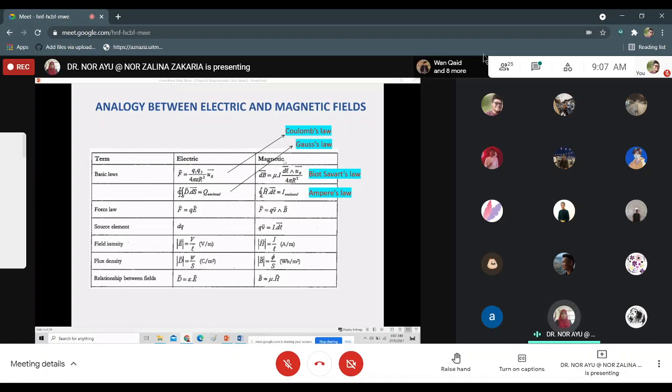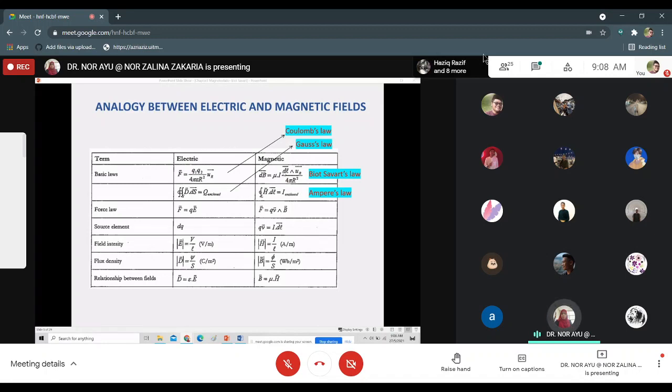And for the magnetostatic, we have what we call the Biot-Savart law. Biot-Savart law is a bit similar to Coulomb's law. Before this, with Coulomb's law, we need to find E equals integration of Q, or integration of rho L dl, or rho S ds, or rho V dv, divided by 4 pi epsilon R cube.